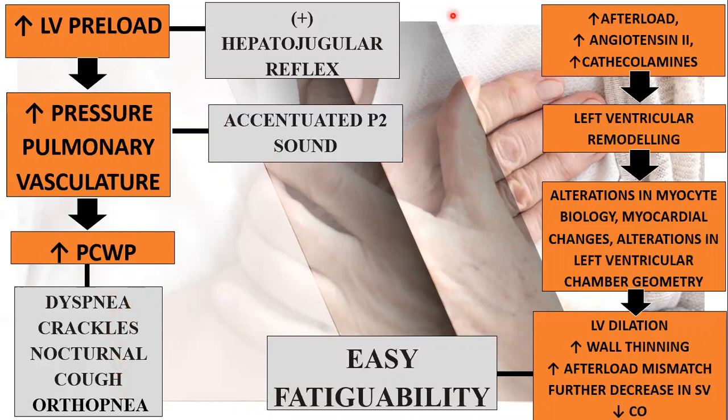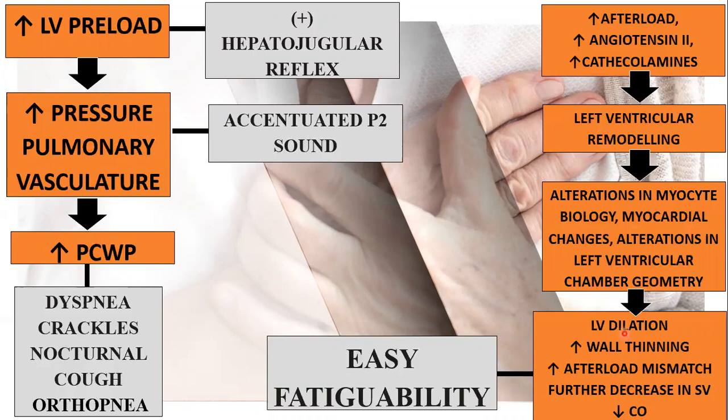And then as for the other effect, the increase in the afterload, angiotensin 2 and catecholamines, this would now cause the left ventricular remodeling. And there would be cellular changes. These include alterations in the myocyte biology, myocardial changes, alterations in left ventricular chamber geometry.